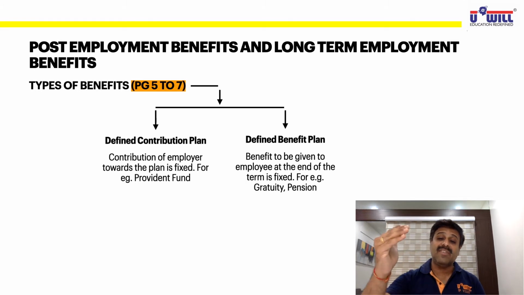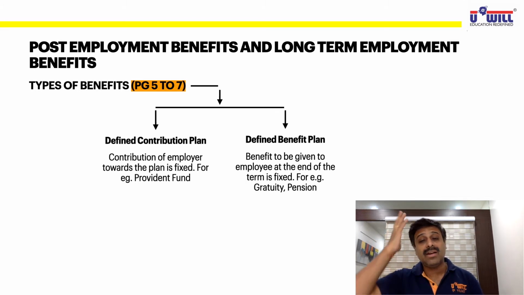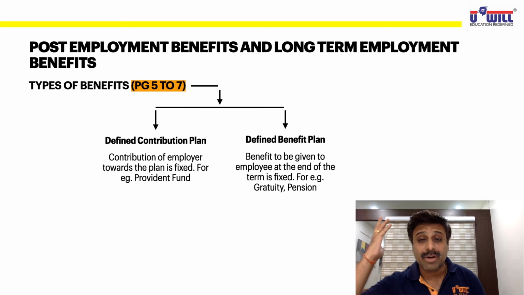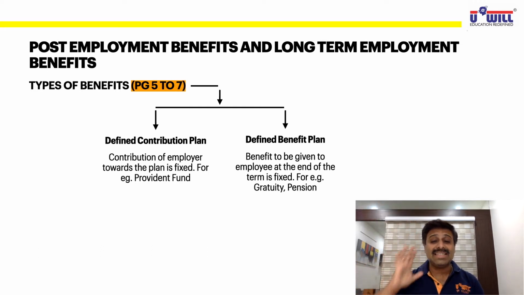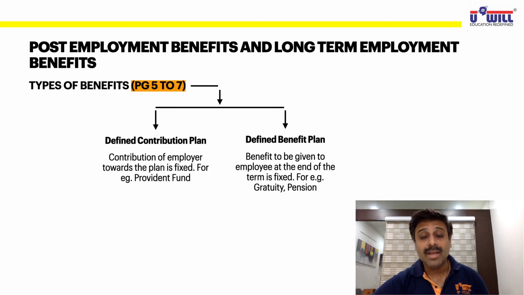So maybe after 35 years, he's still working with the same company, maybe earning 3, 4 or even 10 lakhs per month at that point of time. Whatever is his salary at the time of retirement, 20 days salary for each year of completed service we will give to him. So the benefit we have to give him at the time of retirement is known, but contribution is not known. It is very difficult to estimate.